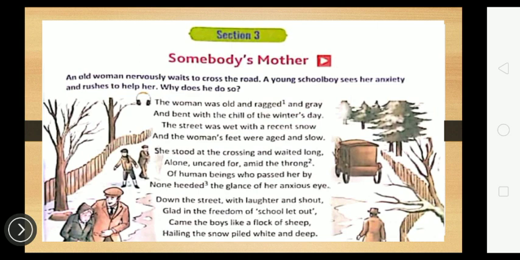Hailing the snow piled white and deep. Hailing, so we have heard about the hailstorm. When we compare a snowfall and a hailstorm, both are different. Snow is made up of small soft particles, whereas hails are the frozen part of the rain. So when compared, they are harder. So hailing the snow piled white and deep, it means that the snow was piled. What is the meaning of piled? It means a collection of objects laid on top of one another. Okay, so that is called piling.